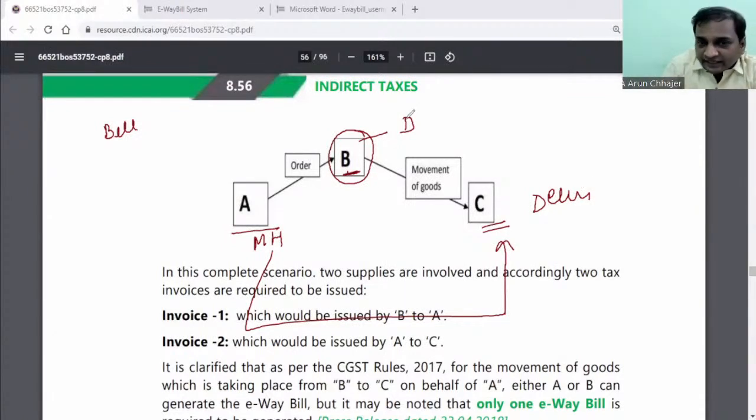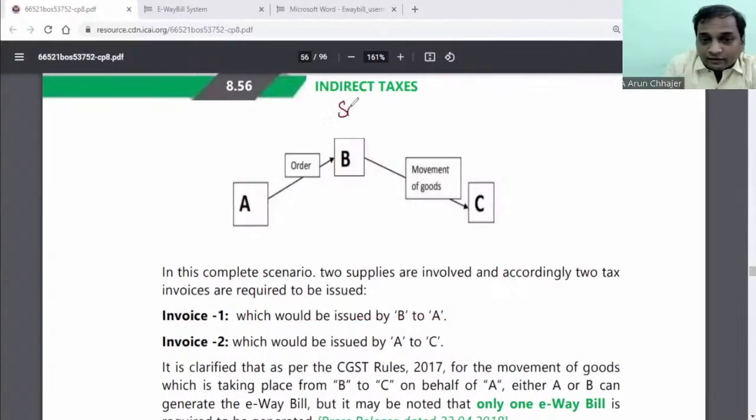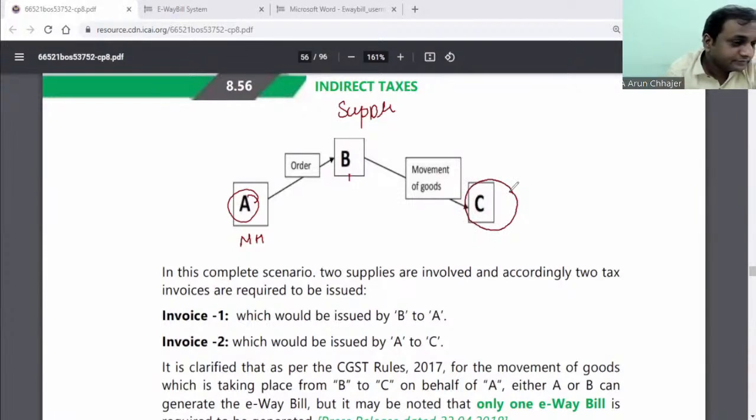Fine. So my example is A is a customer from Maharashtra. He has given the order to B. So B is a supplier. Now, A is saying, please deliver the goods to my customer location.